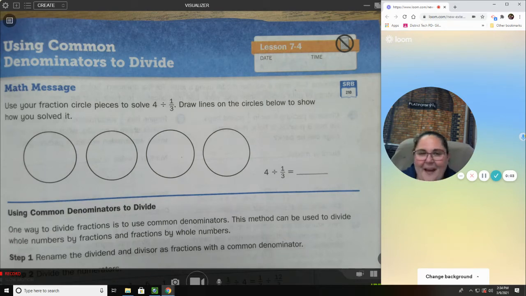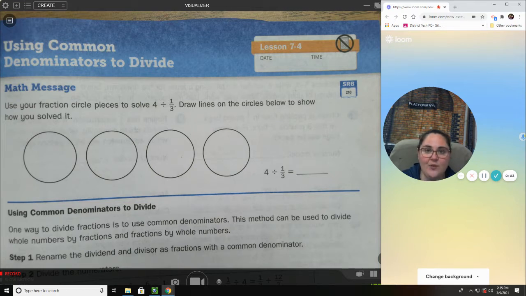Welcome to our Everyday Math lesson for Unit 7, Lesson 7.4. This is your Everyday Math for 5th grade. Volume 2 in your student journal is where we are, and this is page 243. Today's lesson is all about using common denominators when we divide.